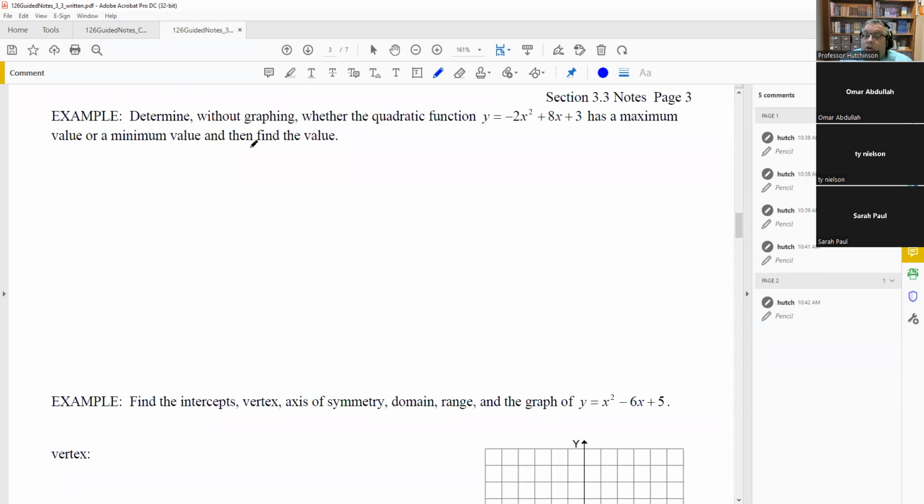Next, it says, determine without graphing whether the quadratic function has a maximum value or a minimum value, and then find the value. Okay, well, first of all, you see that the a value right here is -2, and your b value is 8. And so for that, since a is less than 0, the vertex will be a max.